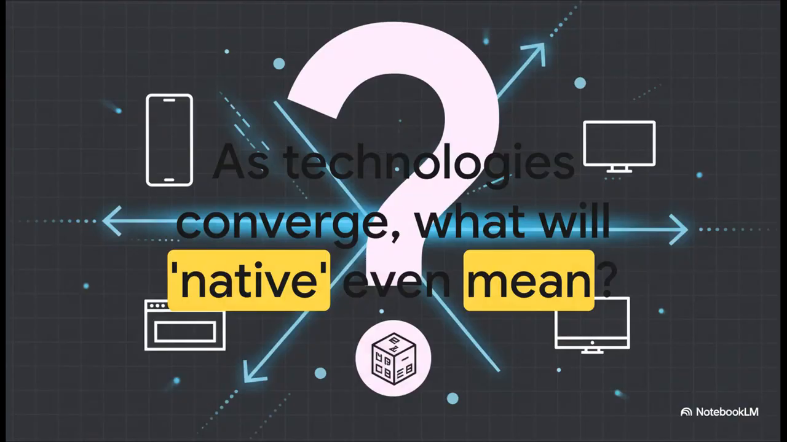And that leaves us with one last big idea to chew on. As all these tools get smarter and faster, and the lines between your phone, your laptop, and your watch get blurrier, what does the word native even mean anymore? What happens when one single code base can give you a perfect experience absolutely everywhere? That's the future we're heading towards.